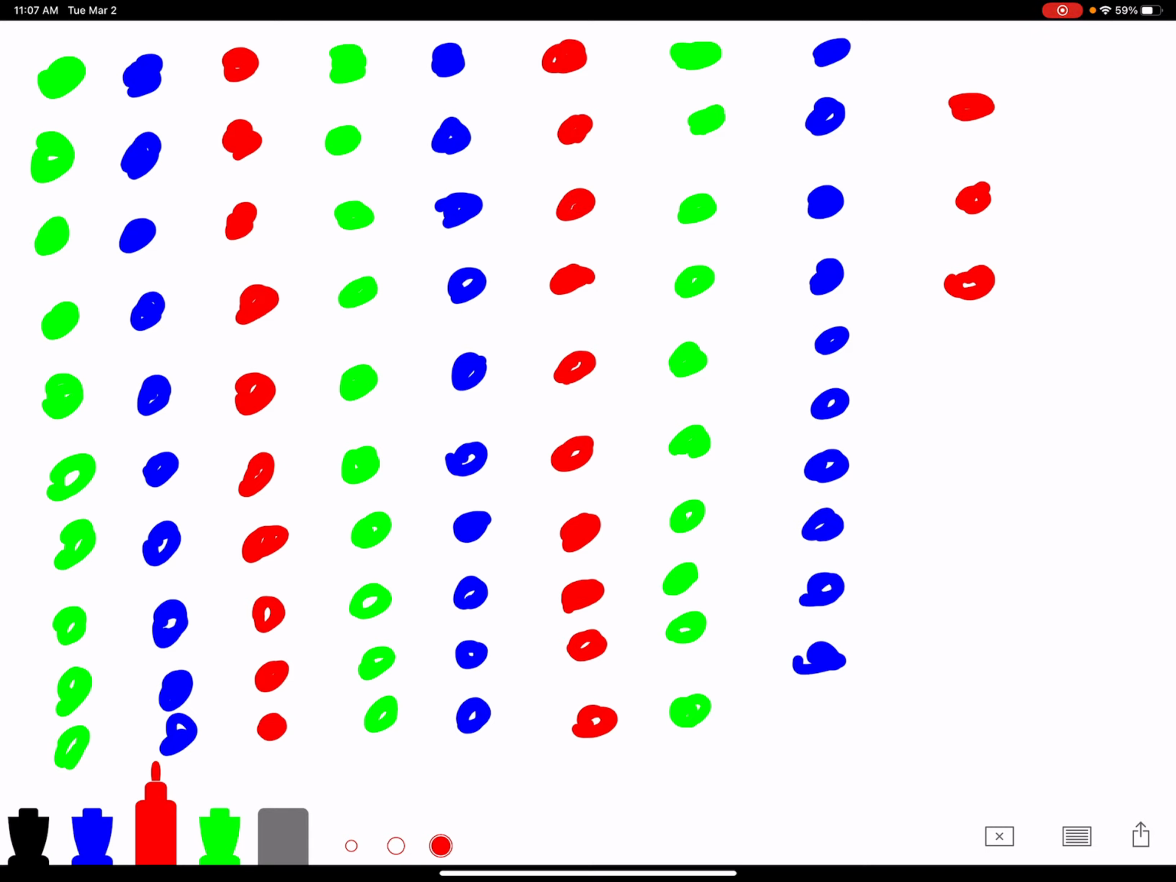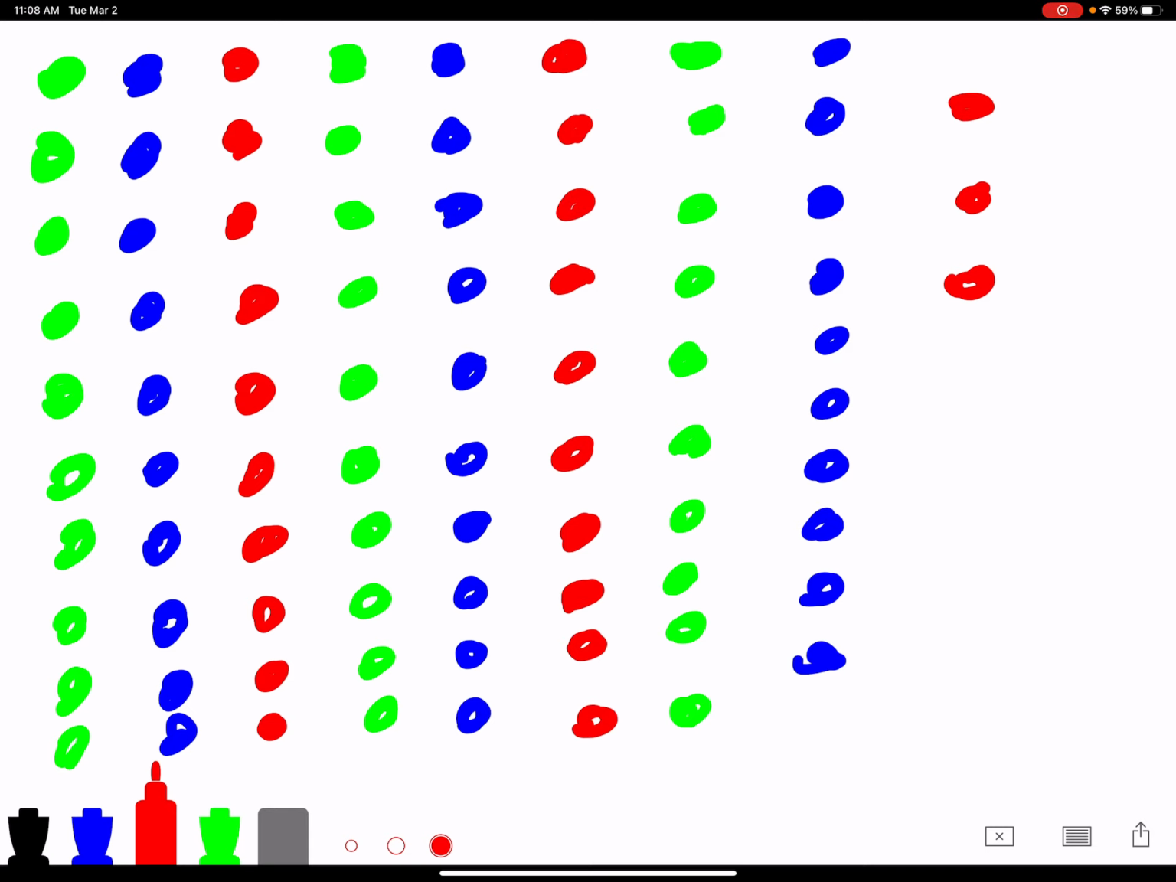So you see a bunch of dots on my screen. If I was to ask you how many dots are there, what would you guess? I'm going to give you 10 seconds to guess. 10, 9, 8, 7, 6, 5, 4, 3, 2, 1. And what were your answers? Shout them out.